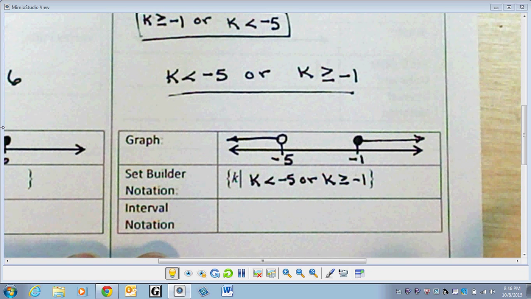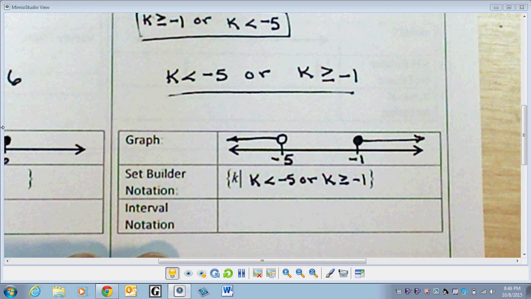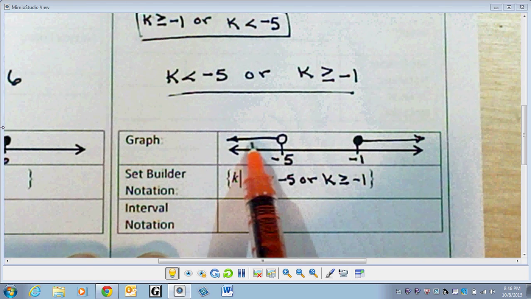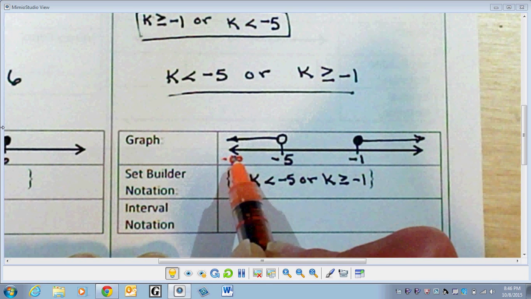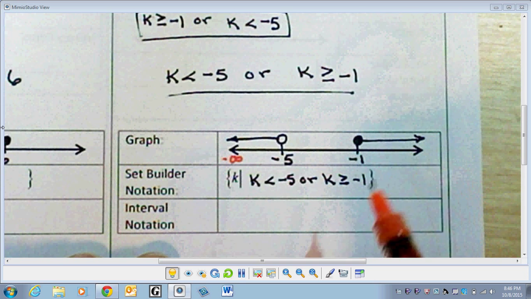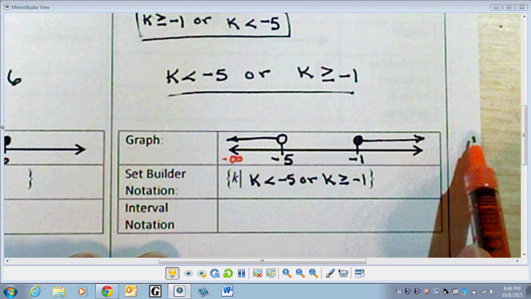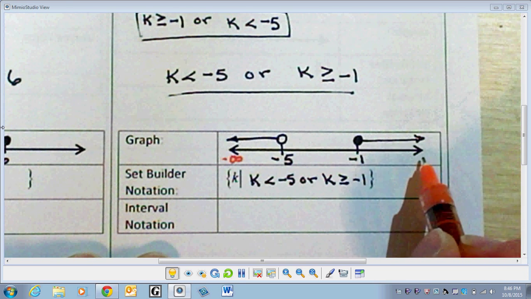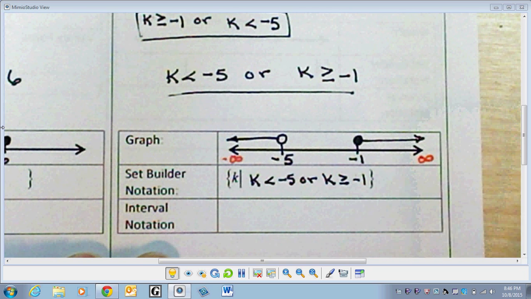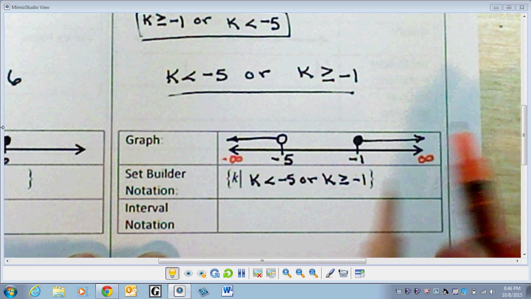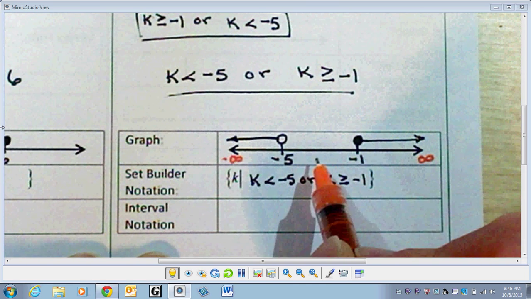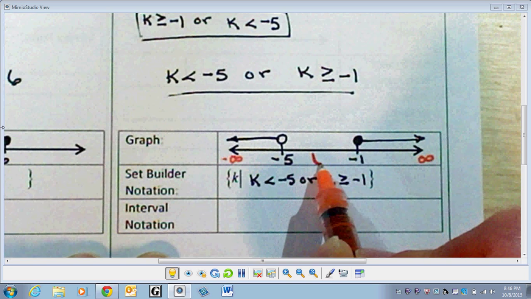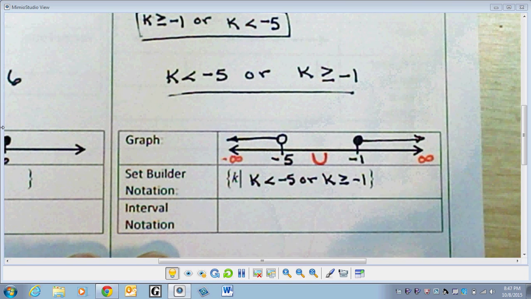Now interval notation, what I have to think about with interval is, what's my smallest number? Well, this goes to the left forever, so my smallest number is -infinity. What's the largest number this can be? Well, this arrow means it goes this way forever. So if I go forever to the right, I get +infinity. I have a big gap in the middle. So that big gap I'm going to represent with this big U-looking symbol.